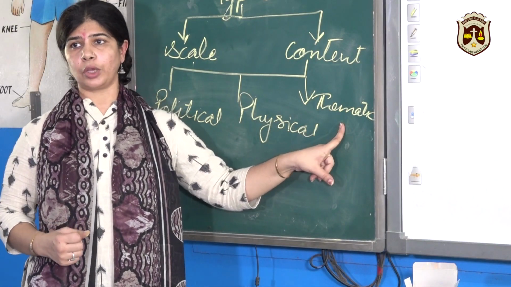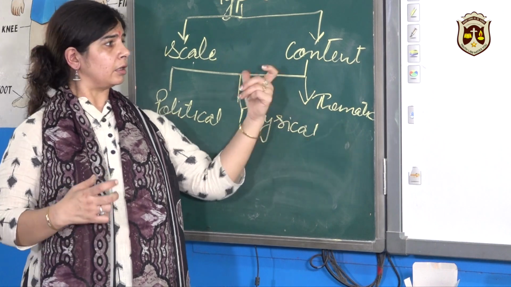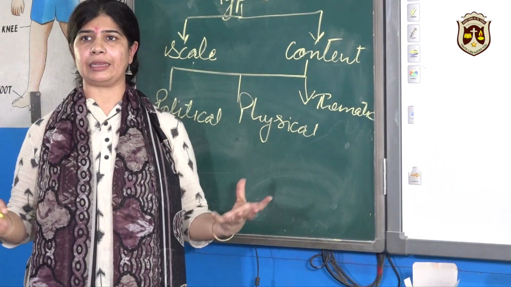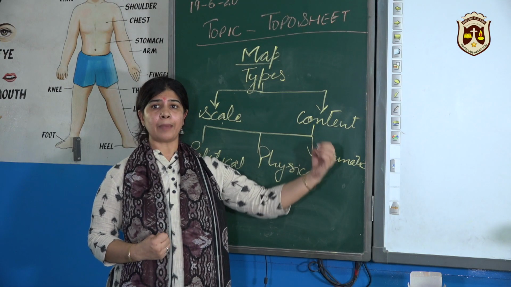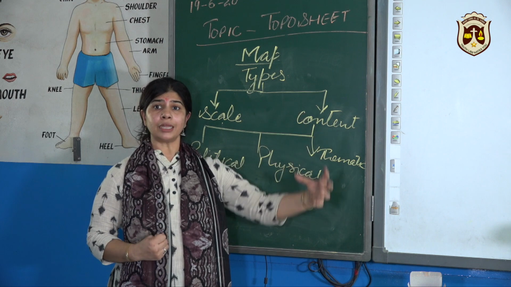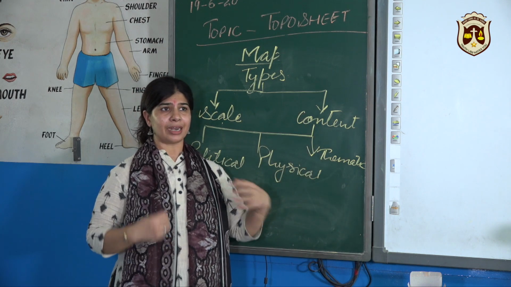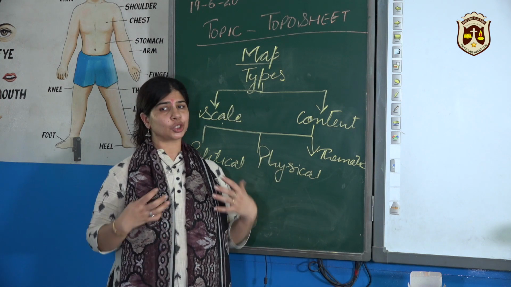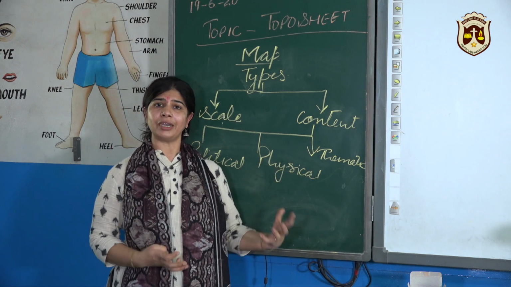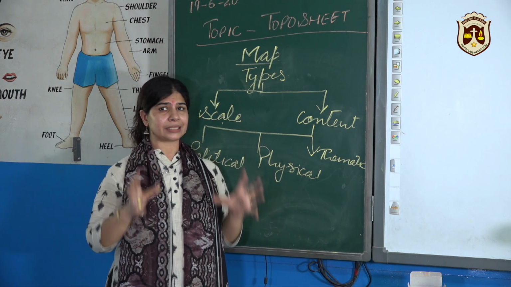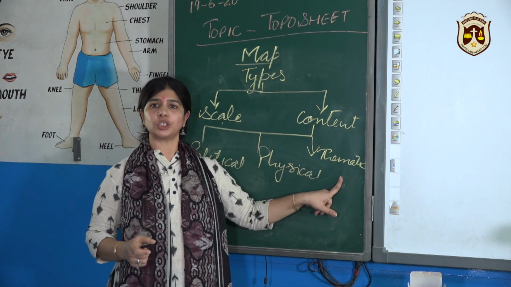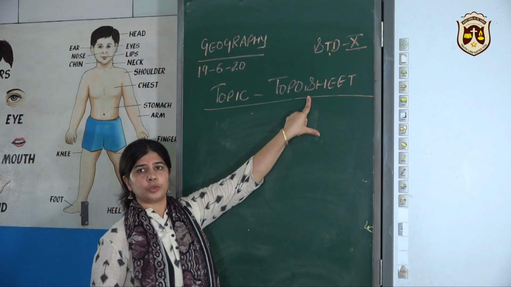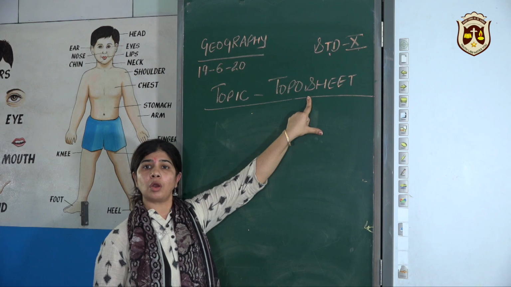Thematic maps are also on the basis of content. A thematic map shows different types of material. Like the map which depicts the soils of India is a soil map; when it shows the transport system of India, it is a transport map; when it shows the vegetation of India, it is a vegetation map. So on the basis of themes, some maps are shown and these are called thematic maps. So about the topo sheet: a topo sheet is also called an ordnance map.